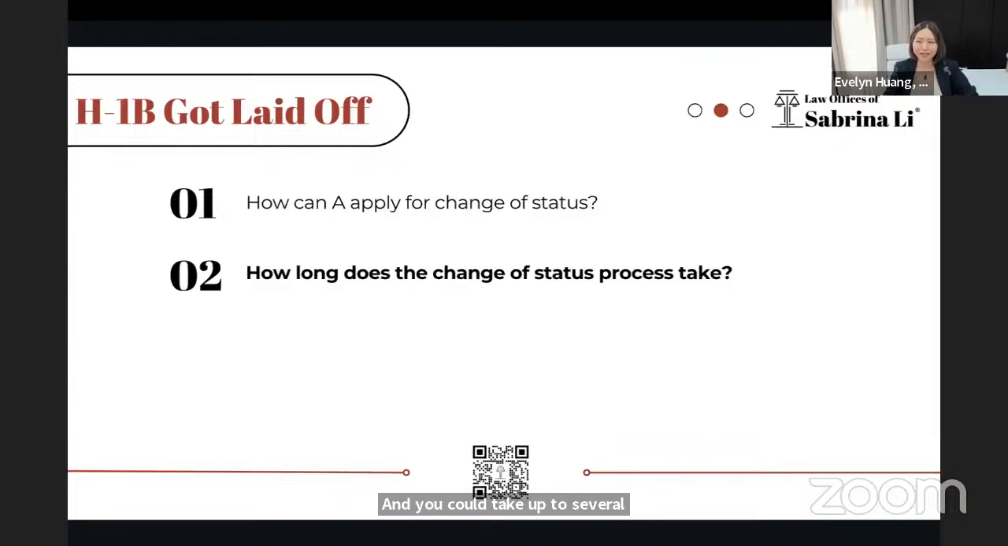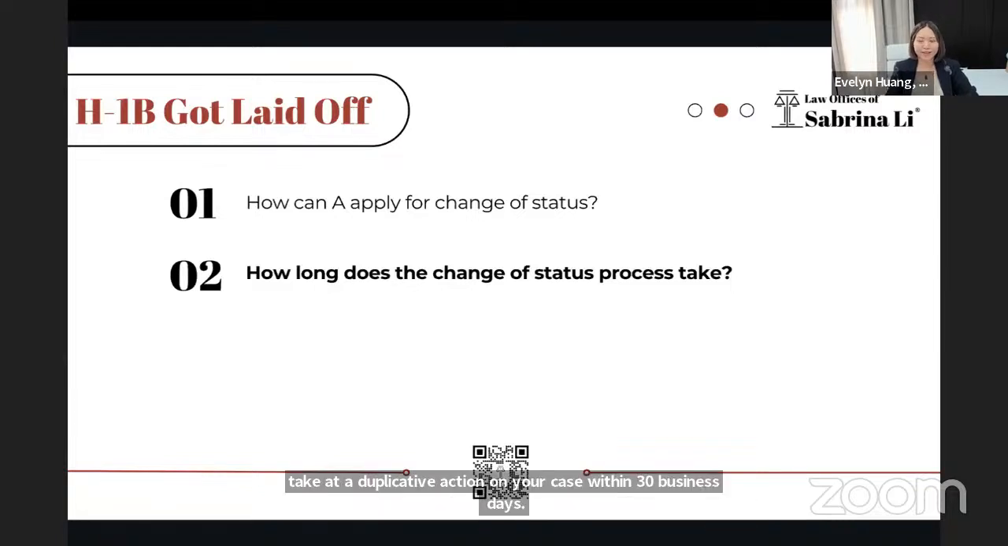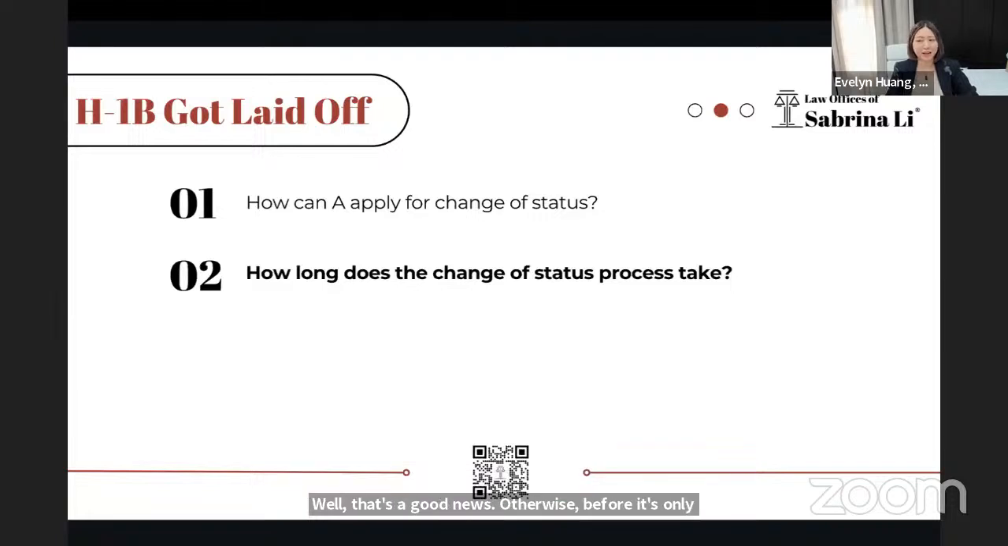However, we do have good news. USCIS recently made premium processing services available for applicants seeking to change status to F1. As long as you agree to pay an additional service fee to USCIS, which is $1,965, USCIS promises to take an adjudicative action on your case within 30 business days. Well, that's good news. Otherwise, before, it could last up to 6 months, 8 months, now it's 30 business days. But you get what you pay for. You do have an additional filing fee in order to get this service.